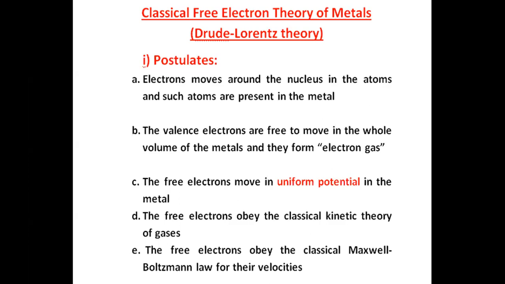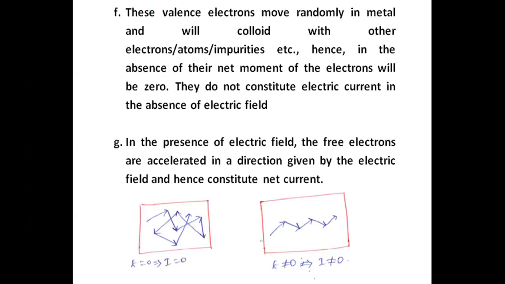In continuation of these postulates, they also understood the two points that, for example, if no electric field is applied across your metal, that means in the absence of electric field, these electrons move in random directions and they collide with other electrons or atoms or impurities, and hence their resultant movement is zero.